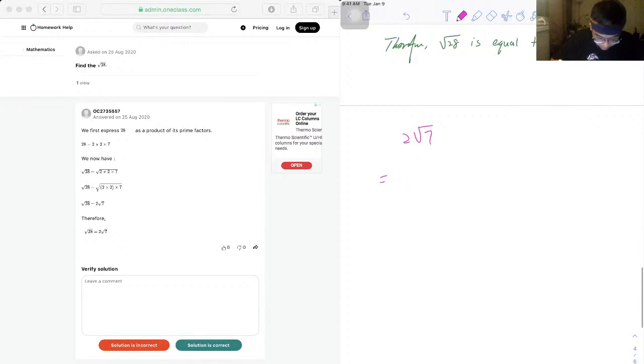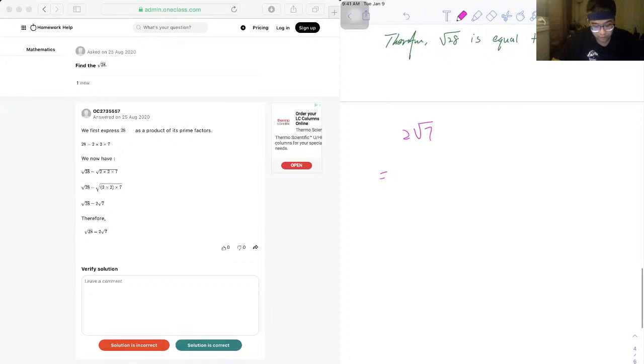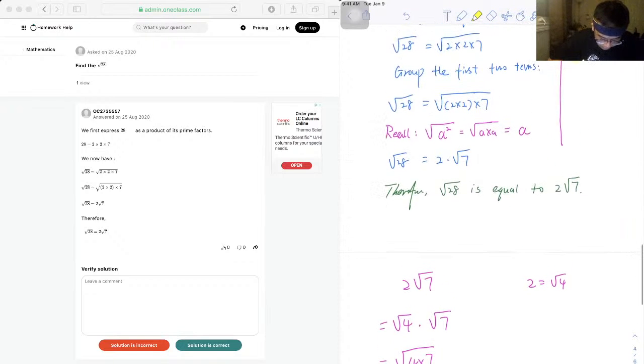Now let's write 2 in a form with a square root. So 2 is equal to square root of 4. So now we have square root of 4 times square root of 7, which gives us square root of 4 times 7, which is square root of 28. And we found out that 28 is what we have in the question as well. So we know that our answer is correct.